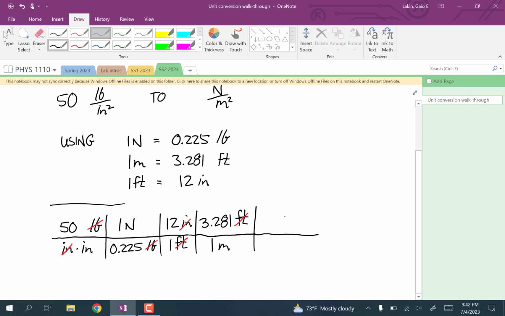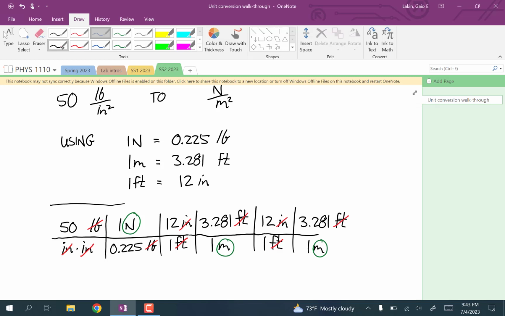Okay, so that'll be, again, we're going to go 12 inches. It's exactly the same as when we did it for the other inch. So 12 inches is equal to 1 foot. And then 3.281 feet is equal to 1 meter. We can go through the rest of the cancellations. This inch cancels this inch, this foot cancels this foot, and the units that we have left are newtons in the numerator and meters times meters in the denominator. So the units came out right.